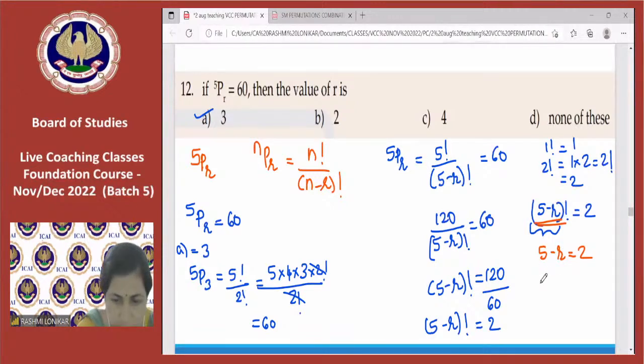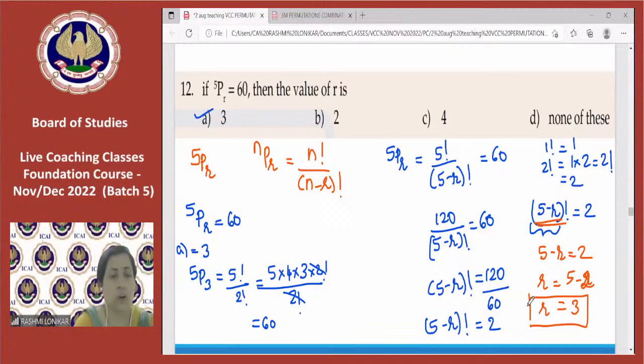I have R equal to 5 minus 2, which is equal to 3. So R is equal to 3. Okay, so I have shown you both methods. In this first method, I just take what the options are, quickly put it in nPr, and find the answer. If you would like to know how to do it, this is the method to do it.